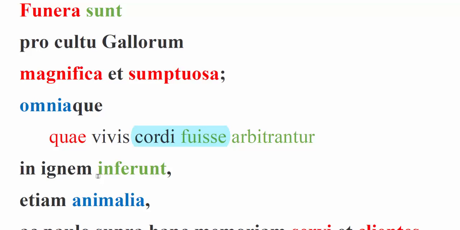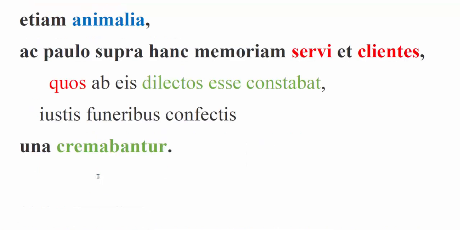So anything that they thought was dear to these men while they were living, they bring it to the fire, because the Gauls clearly practice cremation. They bring it to the fire. Etiam animalia, even their animals. Okay, so they would even sacrifice your favorite horse or dog or something like that so that you could take it with you to the afterlife.